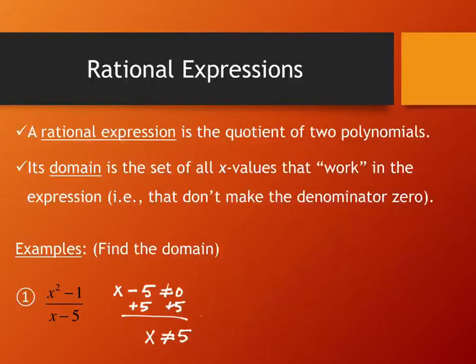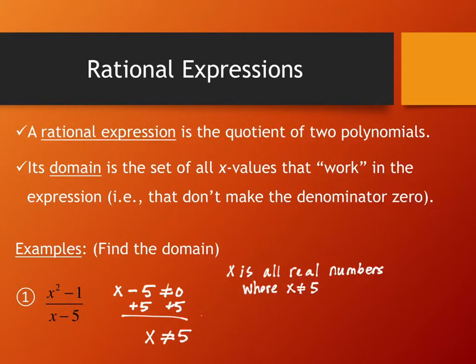So when I write down my domain, I write one of a couple things. One way is to write out words: x is all real numbers where x does not equal 5. That's one way you can write the answer. It's a verbal description, and it's perfectly reasonable.